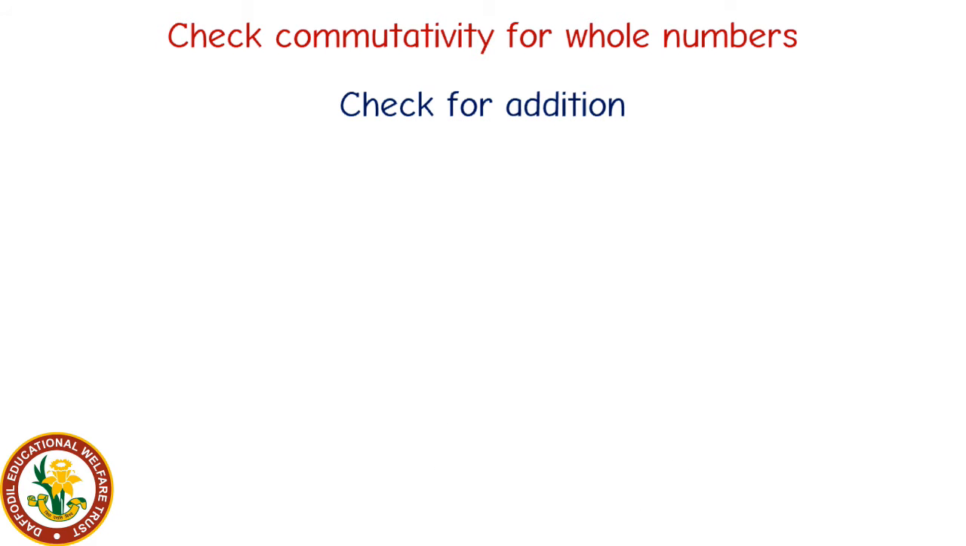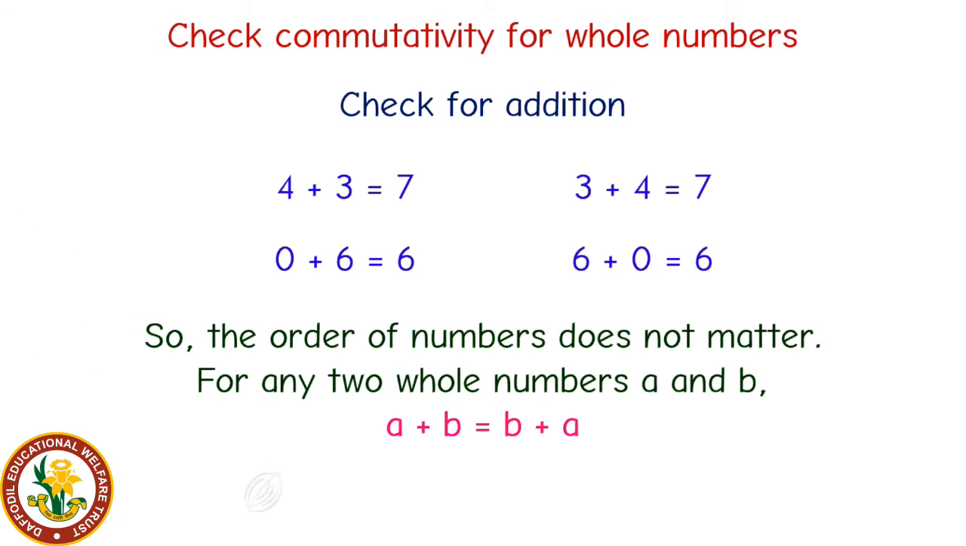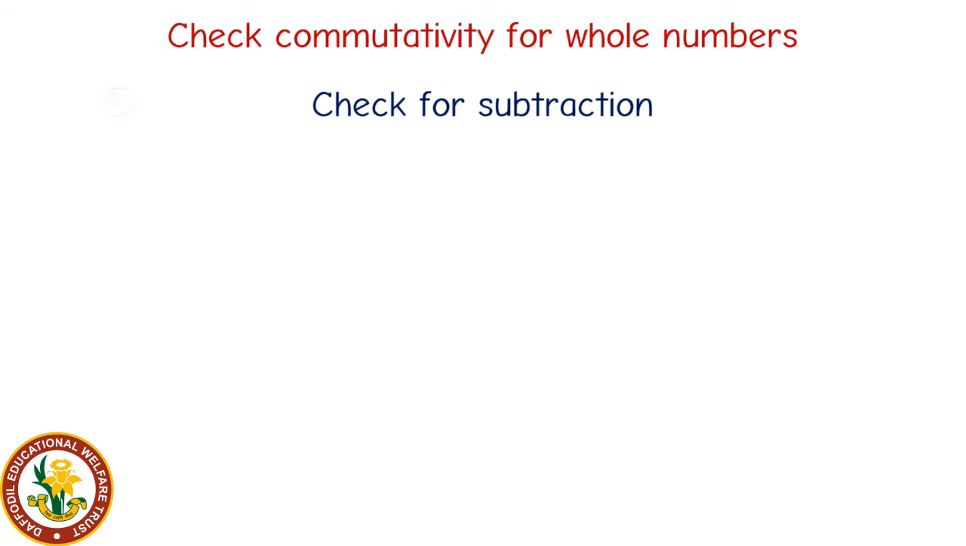Let's check for addition. 4 plus 3 is equal to 7. 3 plus 4 is equal to 7. 0 plus 6 is equal to 6. 6 plus 0 is equal to 6. So, the order of the numbers does not matter. For any two whole numbers a and b, a plus b is equal to b plus a. So, addition is commutative.